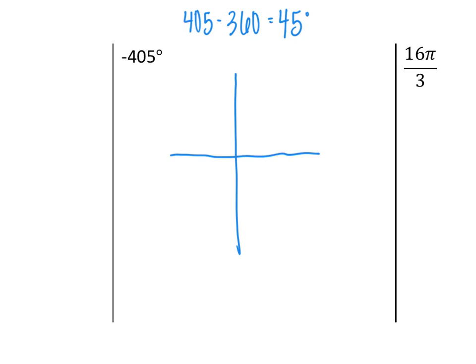Just like before, we'll start at the positive x-axis and travel backwards. So we go backwards 360 degrees. We need to go 45 degrees more. That will get us midway into the fourth quadrant. So that entire angle is negative 405 degrees.